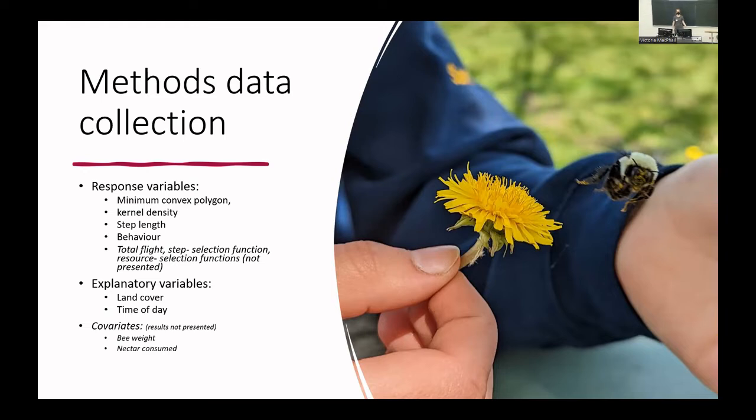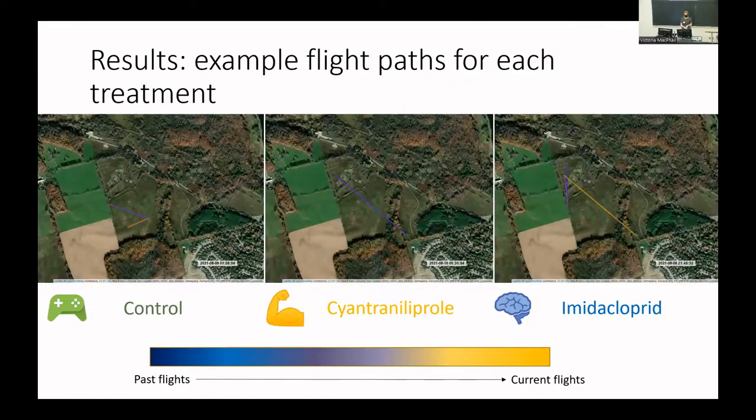And then we looked at different behaviors. So foraging, transit, and resting. Our explanatory variables, we're going to compare our land cover variables as well as time of day, so daytime or nighttime. Here are some little GIFs I made of the flight path of just 3 randomly selected bees of the different treatments, just to show that they did fly and they flew all over the place, and it's pretty cool. So this is just to, I guess, show off a little bit.